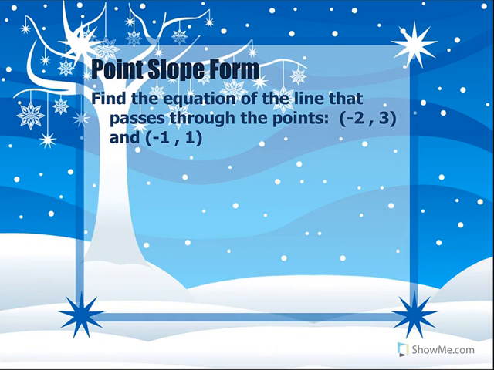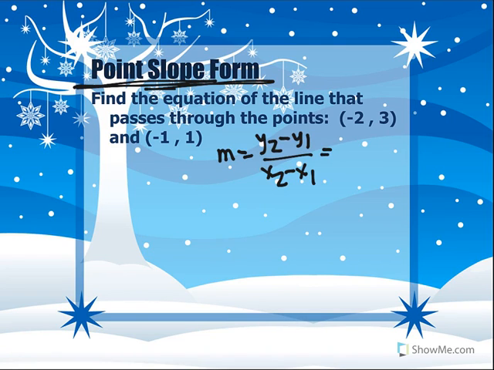Let's look at another example. Find the equation of the line that passes through the points -2, 3 and -1, 0. If we're going to use point slope form, we need to have a point and a slope. Right now we don't have a slope, so we need to find that. We can use our equation for slope and plug in our ordered pairs. So I could go 3 minus 1 over -2 minus -1. This would end up being 2 over -1, which is -2. Now I know my slope is -2.